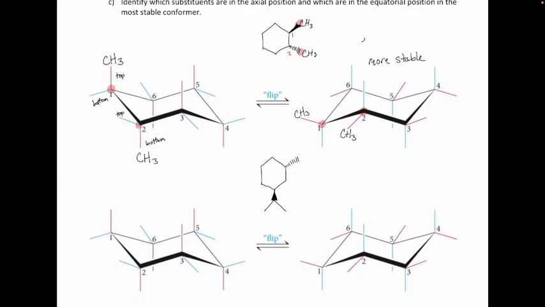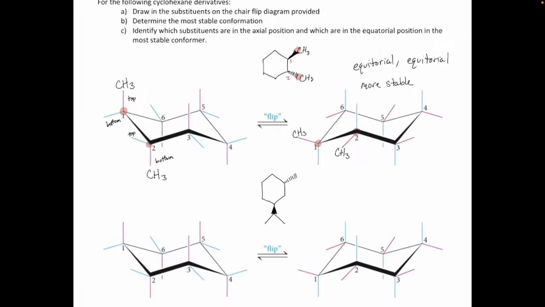All right, so equatorial, equatorial. In this case, both of them are in the equatorial position. The whole logic, if one of them was axial and one of them was equatorial, you would go for whichever one is bigger; it wants to be in the equatorial position. Right? Large groups do not like the axial position. All right, so that's how we do this type of problem here.